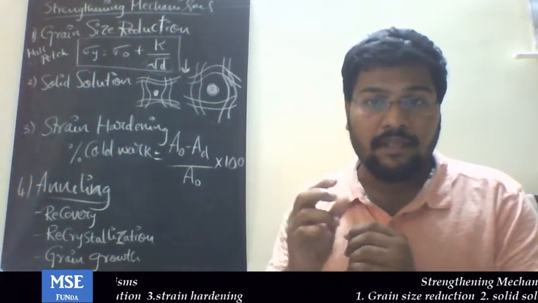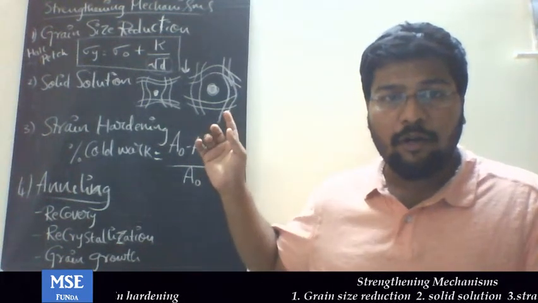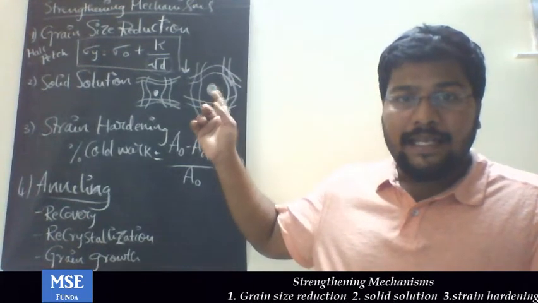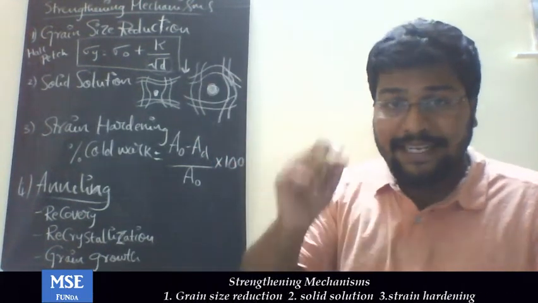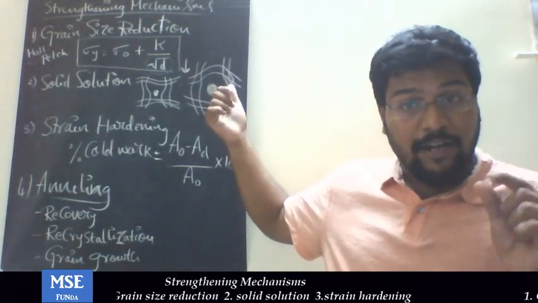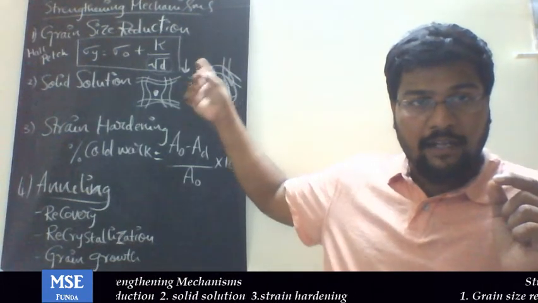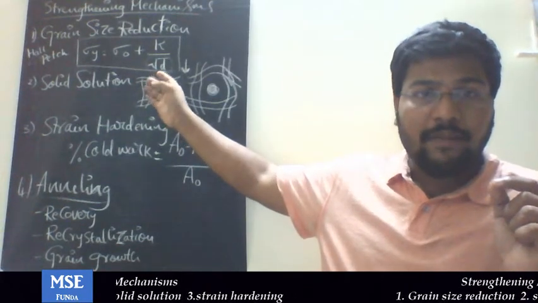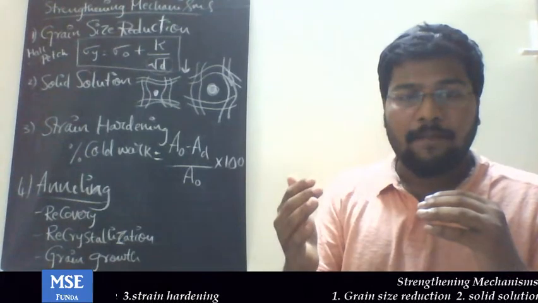This is well known by the Hall-Petch equation: sigma y equals sigma naught plus k by root d, where d represents the grain size. Since it is in the denominator, the smaller the value of d, the higher the value of the fraction, which increases the yield strength of the material. That is how we can improve the strength of a material.